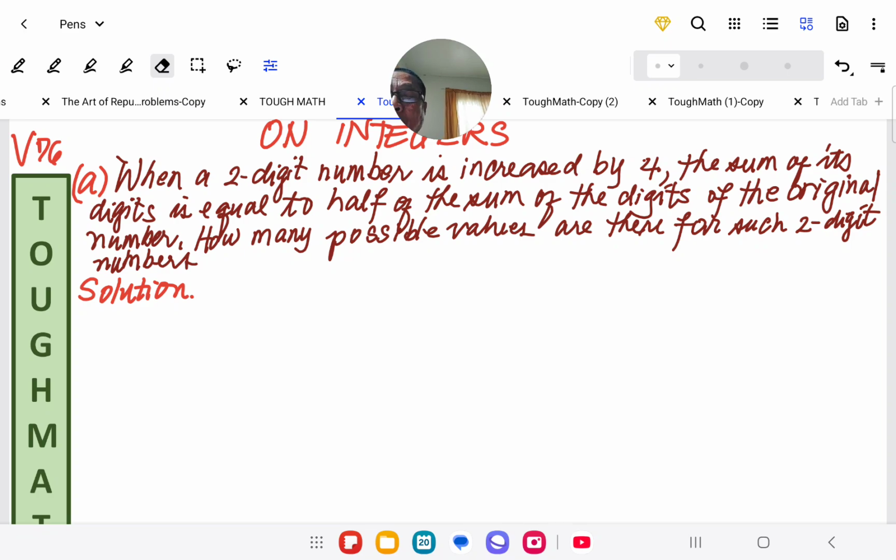Okay, so we let this number be n, and because it is a two-digit number, we can express it as 10 times a plus b, where a is the tens digit and b is the units digit. So this is the original number.